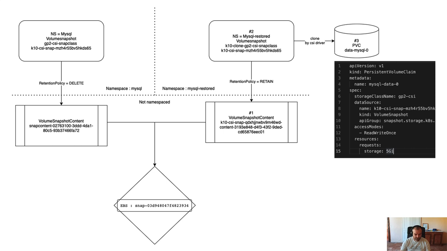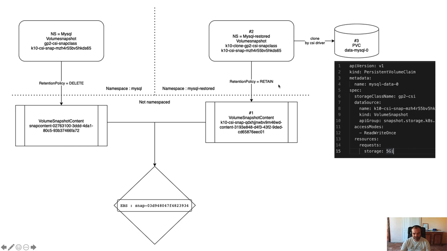And to restore it, I create another volume snapshot content pointing to the same volume snapshot handle. And I create a volume snapshot in my namespace, the MySQL restore. And from this snapshot, I create a clone. And here I am. I have my new PVC with exactly the same data as the PVC that I had originally on MySQL. Interesting to note here that I put retention policy delete.